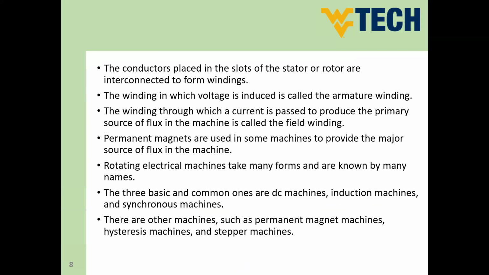The conductors placed in the slots of the stator or the rotor are interconnected to form windings. So inside these slots, we will have some wires. These wires will be connected together to form what's called a winding. So by the end, we will have stator windings and rotor windings. The winding in which voltage is induced is called the armature winding.